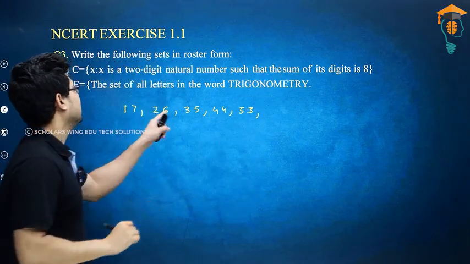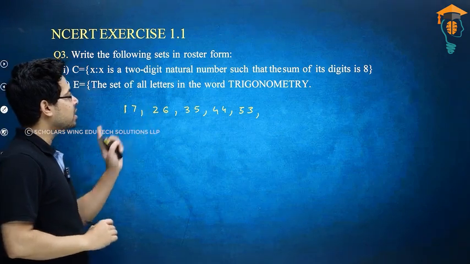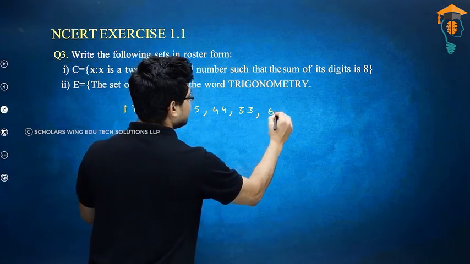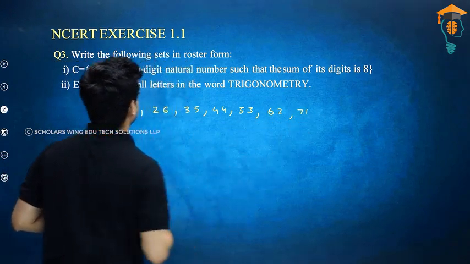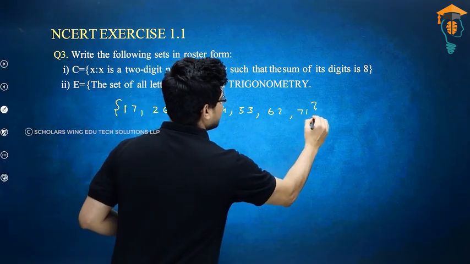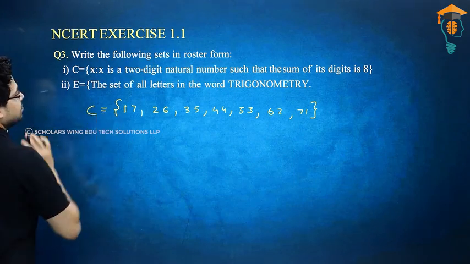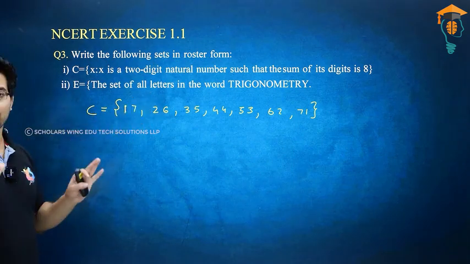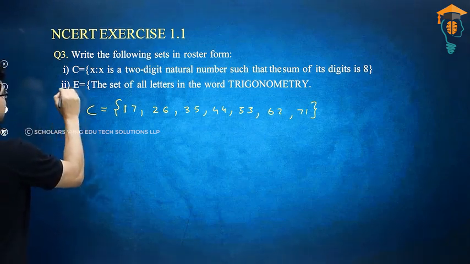Then again, the permutation of 2 and 6, right? Interchanging 2, 6, so 26, over here 62. Here 17, so over here 71. So these are the 2-digit natural numbers such that their digit sum is 8, and it is set C. Fine, this we have written in roster form. Now let's come to the second question. This was question 1. This is question 2.